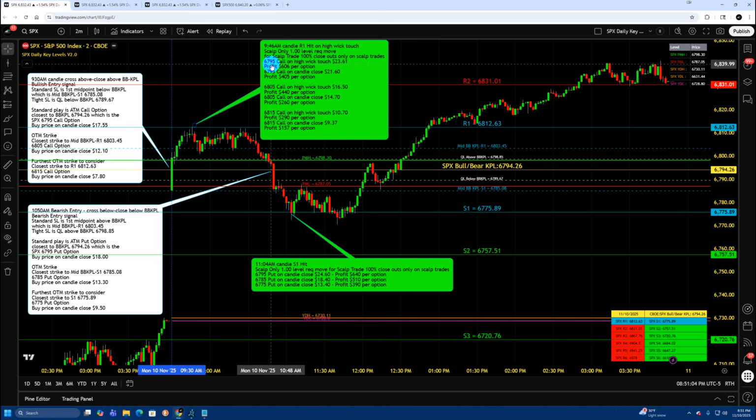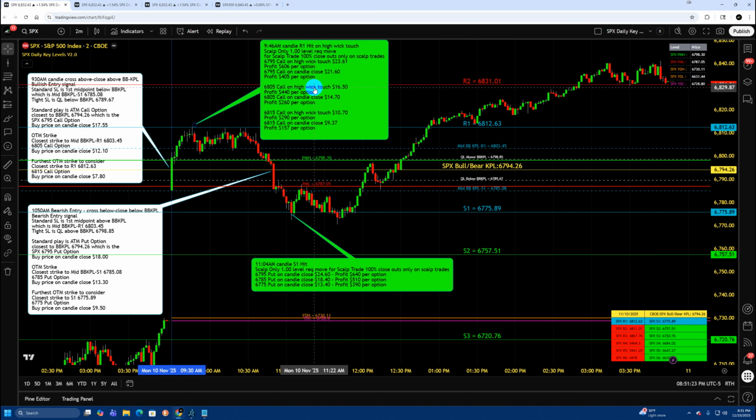So on the 67.95 call on the high wick touch, that was 23.61. That's a $606 profit per option. The 67.95 call on the candle close, because it backed off, was 21.60. So if you waited for the candle close, you only got $405 an option.